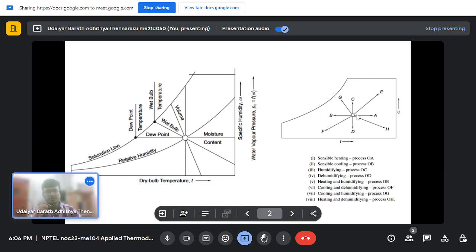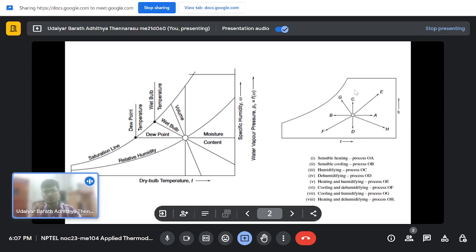You see, O is the center point, and OA is your heating case. In that case your specific humidity will remain the same, but you're just heating the air. You're not adding any water, or removing any water vapor. So that is called sensible heating. The opposite process, OB, is your sensible cooling. In that case you are not varying the specific humidity of the air, but you're cooling the air, bringing down the temperature. So the dry bulb temperature reduces or increases based on the process, but your specific humidity is constant. So that is sensible heating or cooling.